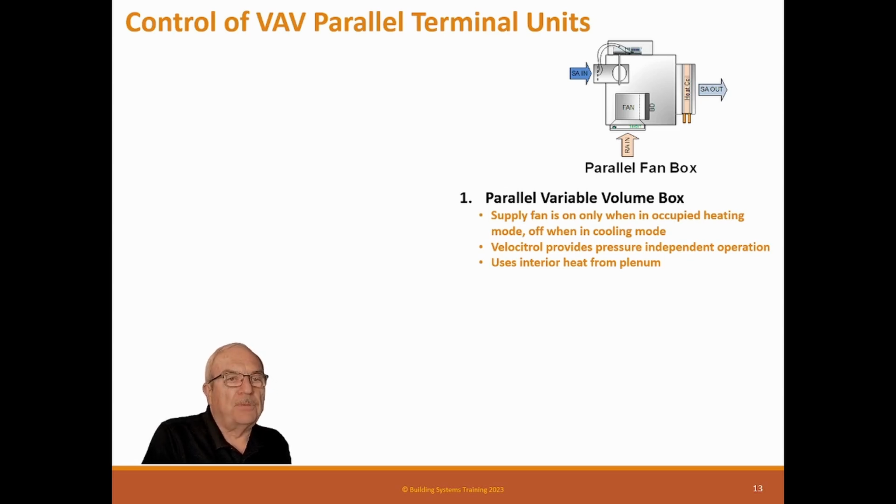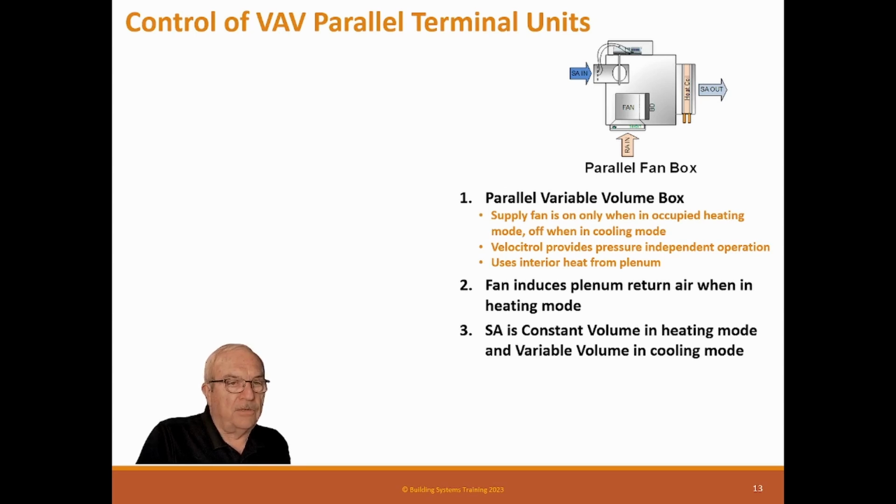So when it's in cooling mode, it's a standard VAV box. Velocitrol provides pressure independent operation. It uses interior heat from the plenum. So it's just like the other box, it will take this heat from the plenum and use it to heat. And we normally use these for perimeter heating boxes. So they provide an efficiency in using the plenum's heat. It's an economy kind of thing because we get to use some heat that's already in the building we don't have to pay for. The fan induces plenum return air when in the heating mode.